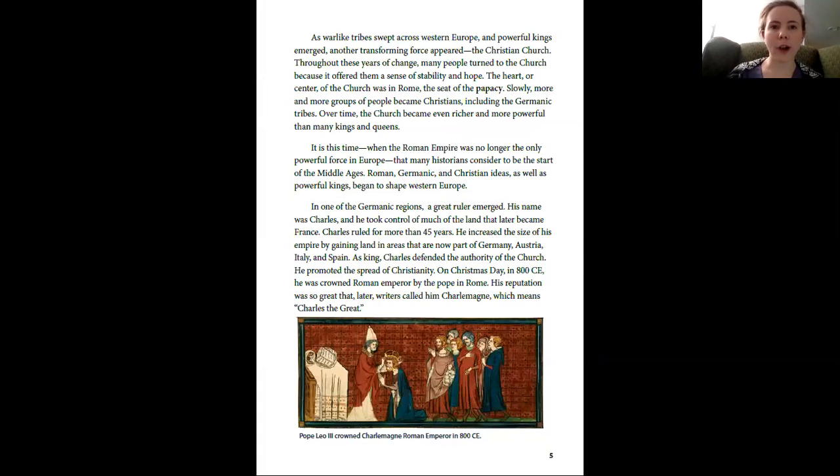As warlike tribes swept across Western Europe and powerful kings emerged, another transforming force appeared, the Christian church. Throughout these years of change, many people turned to the church because it offered them a sense of stability and hope. The heart or center of the church was in Rome, the seat of the papacy. That's still there today. Slowly, more and more groups of people became Christians, including Germanic tribes. Over time, the church became even richer and more powerful than many kings and queens.